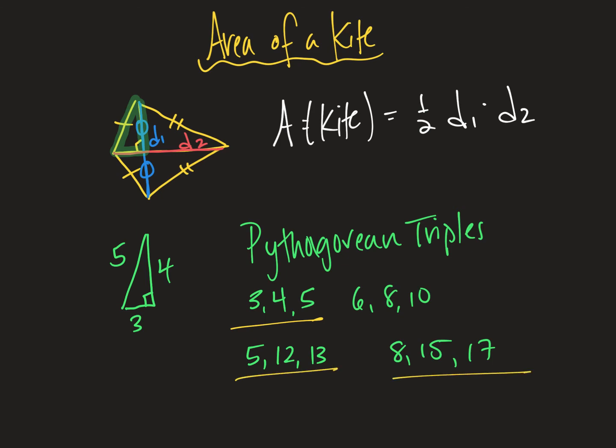If you can recognize that, you will probably save about 10 to 30 seconds off of a test. And an ACT would be a great place to save that extra time. So there you go. There's your review of your areas: kites, trapezoids, parallelograms, triangles, and squares and rectangles.